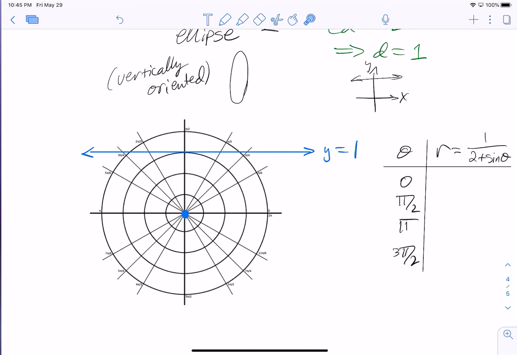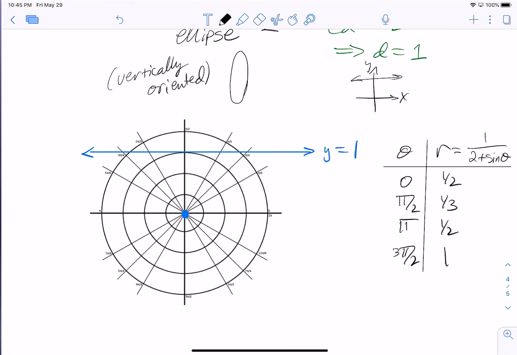When theta is 0, I have sine is 0, and so r equals 1/2. When theta is pi over 2, in the denominator I have 2 plus 1, and so I have a value of 1/3 for the radius. When theta is equal to pi, again, sine of theta is 0, and so the radius is 1/2. And when theta is equal to 3 pi over 2, in the denominator I have a negative 1 in place of sine, and so 1 over 2 plus sine theta becomes 1.